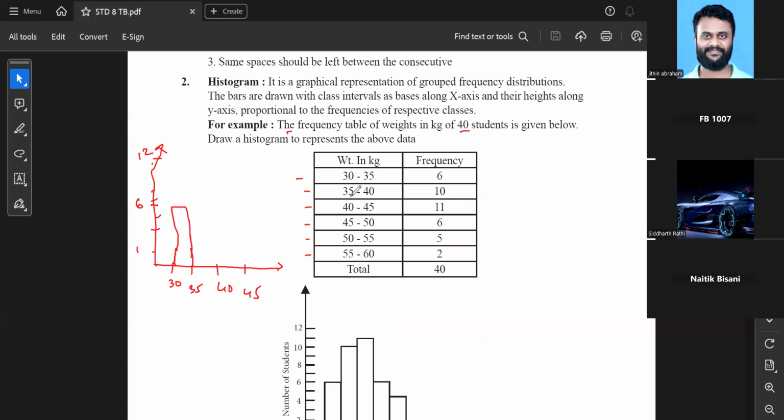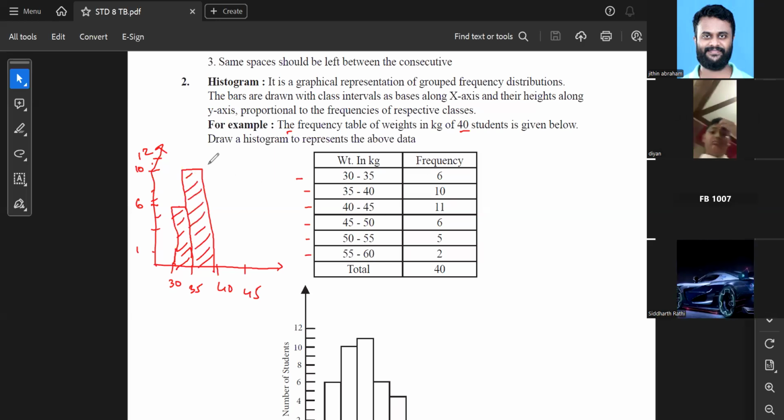Now the next bar is between what? 35 and 40. So 35 and 40 के बीच में I'll draw a bar till 10. So let me say this is 10. I'll draw a bar from between 35 to 40. So 30 and 35 का bar यहाँ तक गया 6 तक. 35 and 40 का bar उसके ऊपर गया like this. And 40 and 45 का bar उसके भी ऊपर गया like this. Till 11 it goes. And then again 6, 45 and 50.